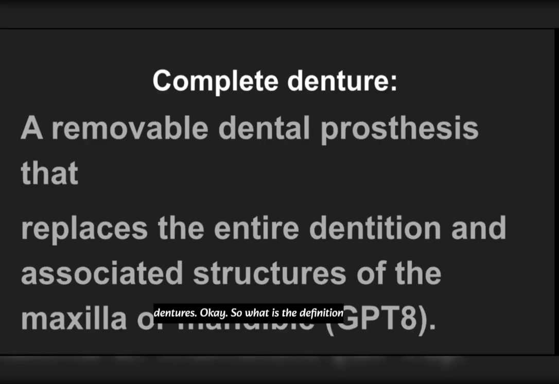Okay, so what is the definition for a complete denture? A removable denture prosthesis that replaces the entire dentition and associated structures of the maxilla or mandible. This is nothing but a removable dental prosthesis that will replace all the dentition. For people who don't have any teeth, we can replace them with artificial teeth. This is called a complete denture.